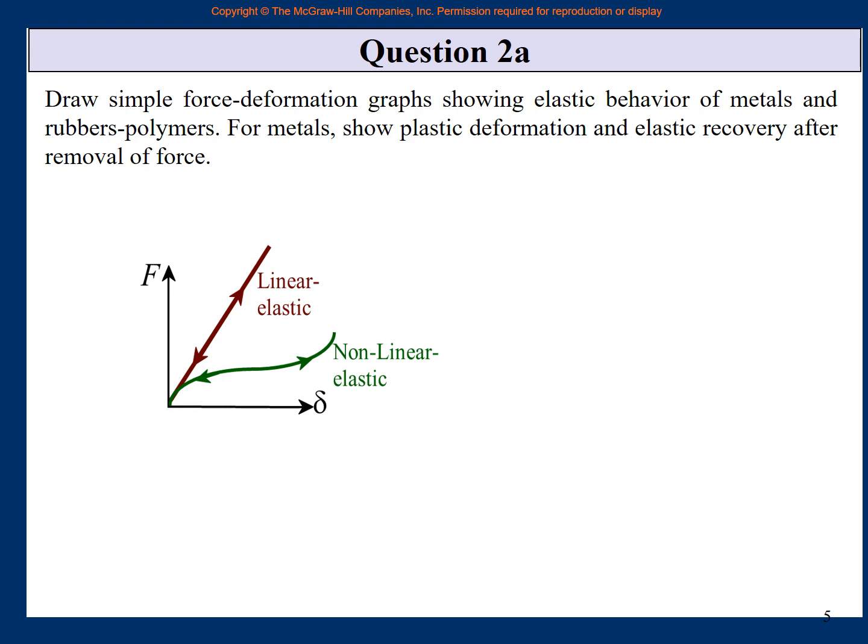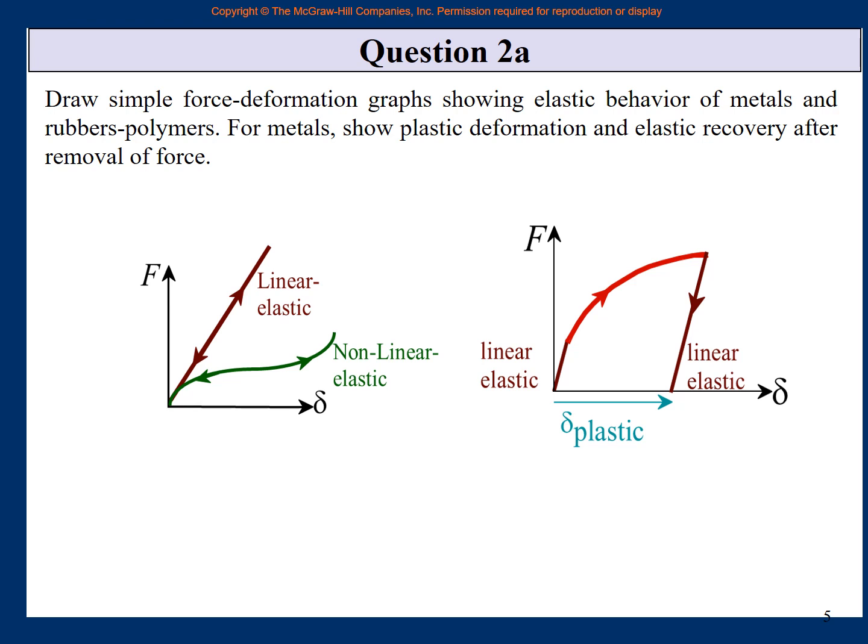Okay, so now the second part. For metals, show plastic deformation and elastic recovery after removal of the force. So now we are not asking about polymers, only metals. The first part was only elastic. Now we are saying go to plastic deformation and show elastic recovery. This is the diagram which we showed and discussed in the class. It is in the book also.